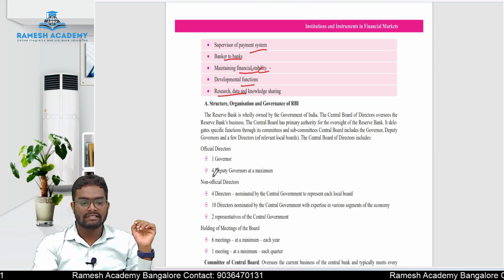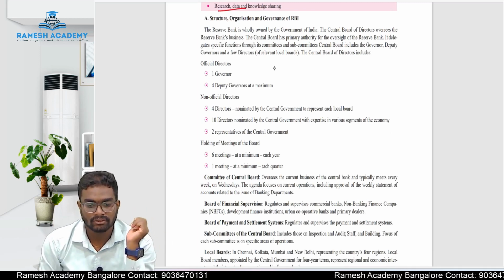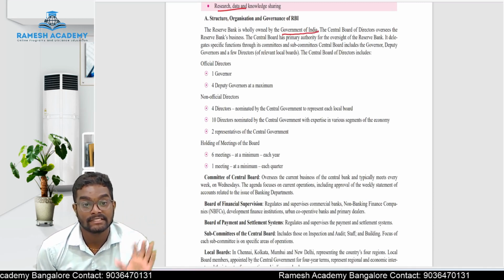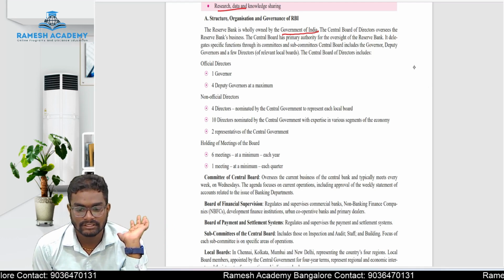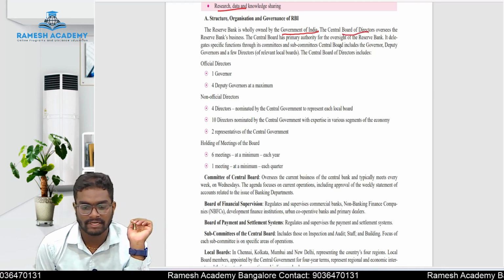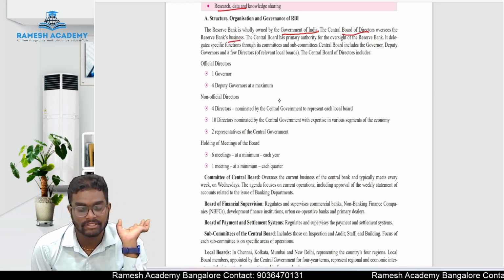First we will understand the structure of the RBI, or the composition of RBI. The RBI is wholly owned by the Government of India, which means you can't purchase shares of RBI. It is 100% owned by the Government of India. Then the Central Board of Directors oversees the RBI's business, or the day-to-day activities of the RBI.